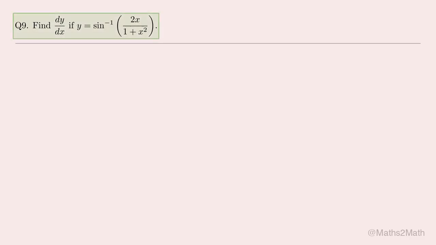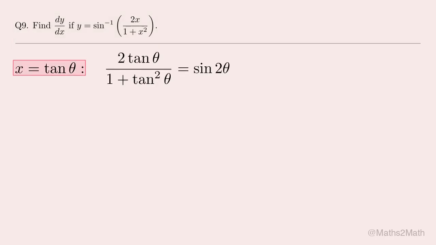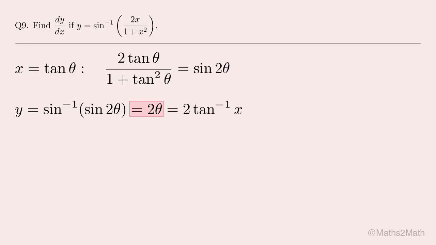Question 9. Inverse sine of 2x over 1 plus x squared. The shape of the sine double angle formula in tangents. The substitution x equals tangent theta collapses the whole expression. Put x equal to tangent theta. The fraction becomes exactly sine of 2 theta. So y is the inverse sine of sine 2 theta, which is 2 theta, and theta is inverse tangent of x. Differentiate the inverse tangent.